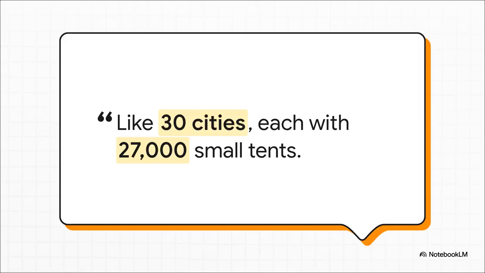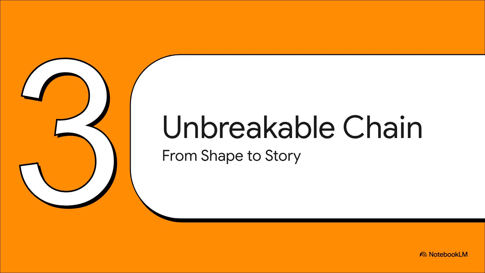And you know, a number that big is kind of hard to picture. So the original source gives us this really cool, poetic way to think about it. Imagine 30 big cities, one for each letter. Now inside each of those cities, picture 27,000 little tents. That's the kind of scale we're talking about here. It's just immense. Okay, so we've got this gigantic library of almost 1 million blocks. That's great, but they're just individual pieces, right? How do you actually connect them? How do you turn this pile of 810,000 shapes into a story?